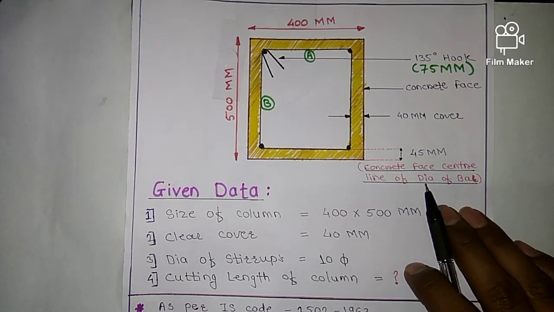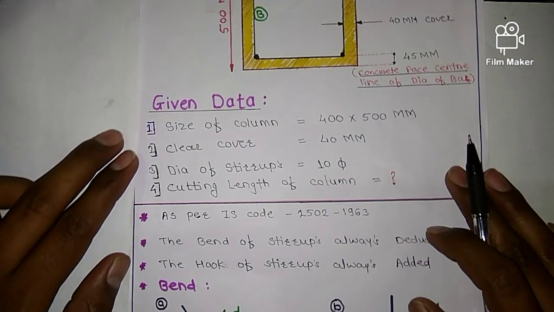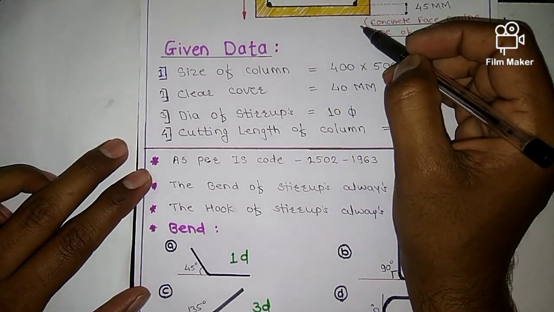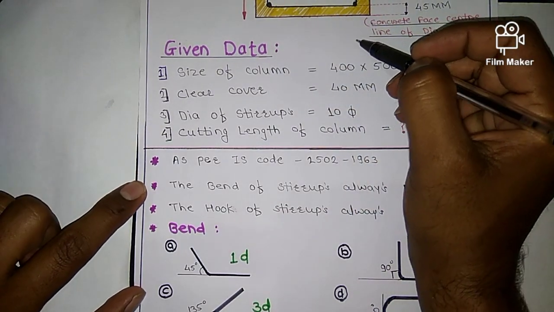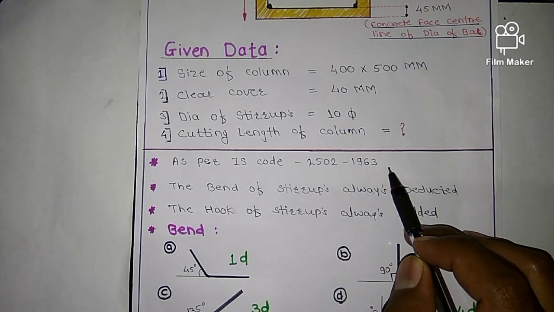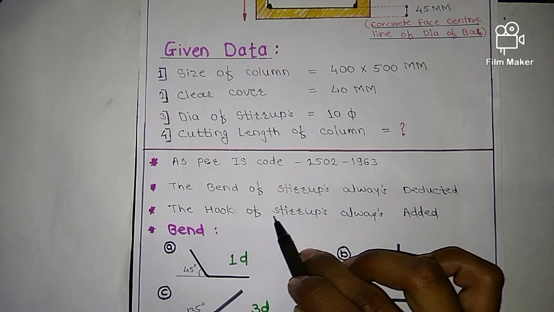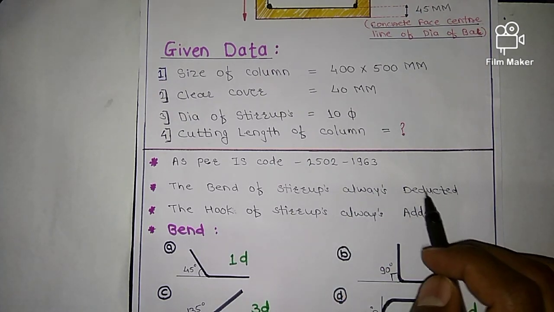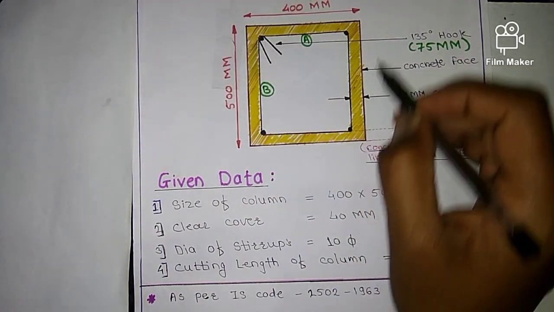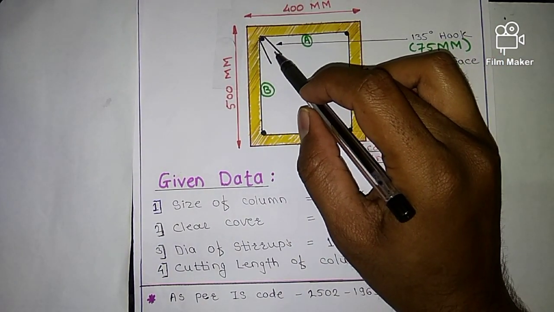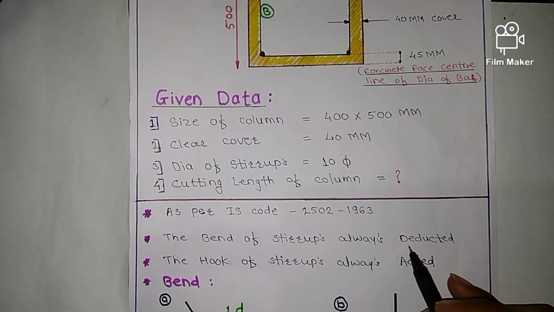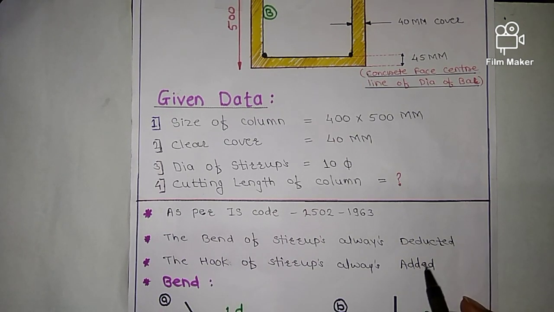So before we start, we see some basic points. This cutting length would be calculated from the IS code 2502-1963. The bends of the stirrup are always deducted. In the stirrup these are the bends 1, 2, 3. These are the 90-degree bends, and these two are the 135-degree hook bends. So the bends are always deducted and the hooks are always added.